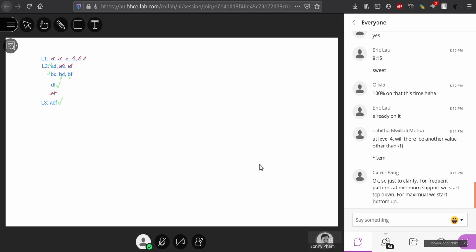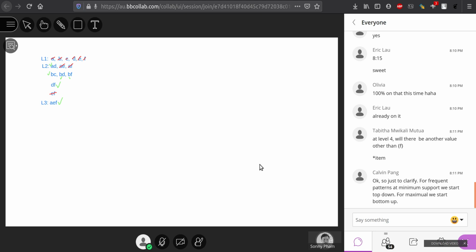Yeah, Kevin, I think that should be the way to go. If you want to calculate the frequent patterns or run the Apriori algorithm, you start from level 1 to level 3. But if you want to work out the maximal ones, then you should start from level 3. You can start from level 1, but then you need to perform more checks compared to starting from level 3.